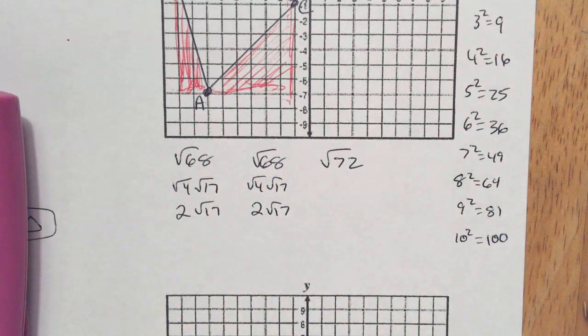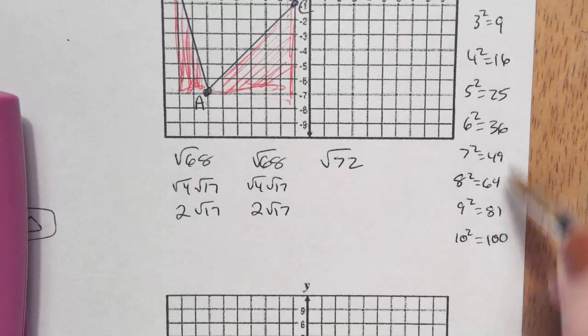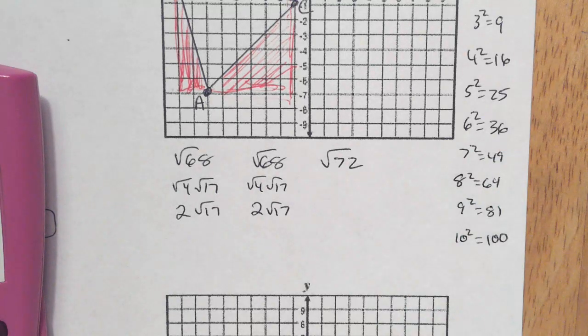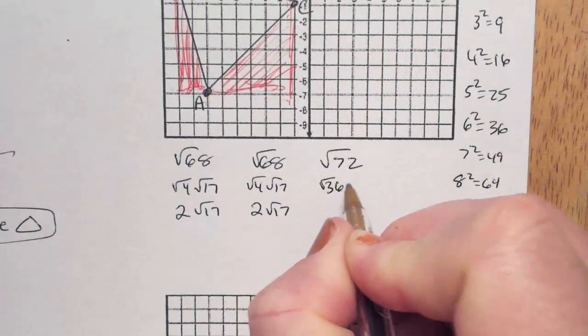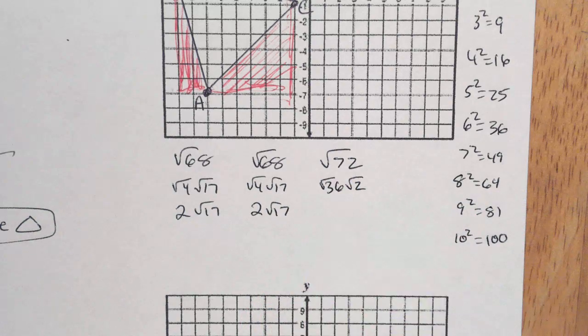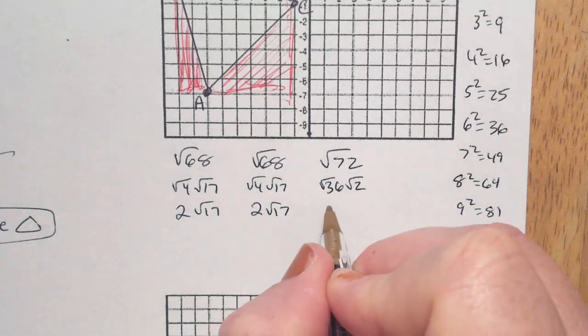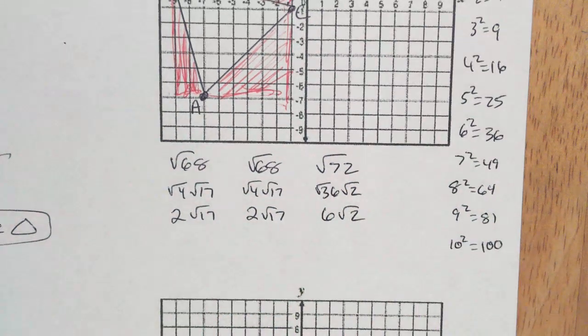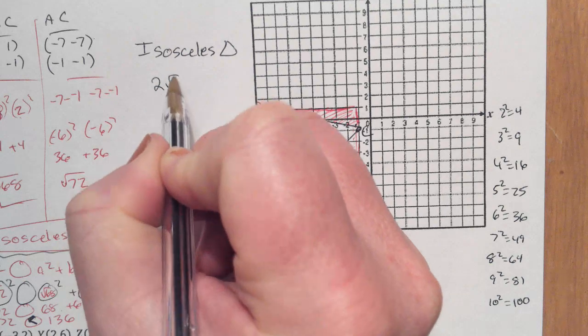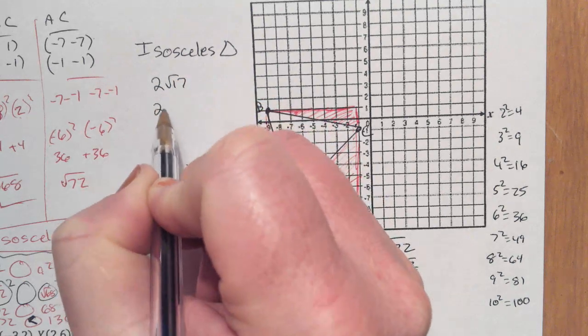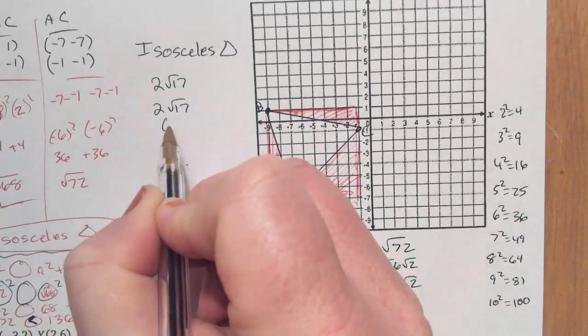And finally, 72. Let's do it again. You would just keep dividing numbers, and I'm pretty sure 72 divided by 36. Yep, 36 is the one that works. So the square root of 36 times the square root of 2. 36 times 2 is 72. So that is 6 square root of 2. So from least to greatest, the side lengths were 2 square root of 17, 2 square root of 17, and 6 square root of 2.